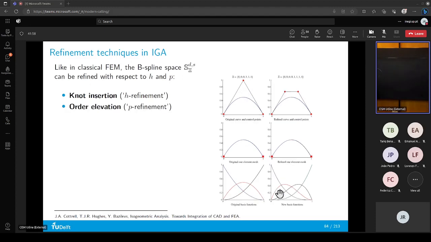We can do something called order elevation, comparable to P refinement. The figures look quite similar. The difference is that we are not inserting a 0.5 in the middle, but we increase the polynomial order. So that means here we had D is 2, that means 3 repetitions of the 0. Now the D2 becomes a D3. That means we have 4 repetitions of the 0. And you also see these basis functions become from quadratic, they become cubic.